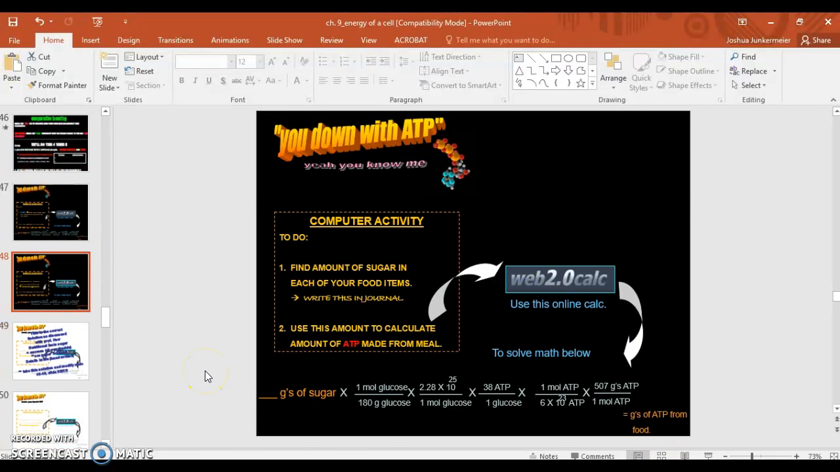And again, it's an online calculator because you need to use this to put in numbers like 2.28 times 10 to the 25. These are gigantic numbers. You need this special calculator like the Web 2.0 calculator to get it to work.